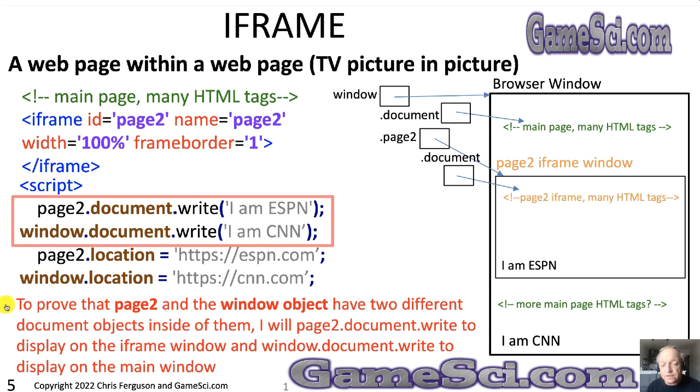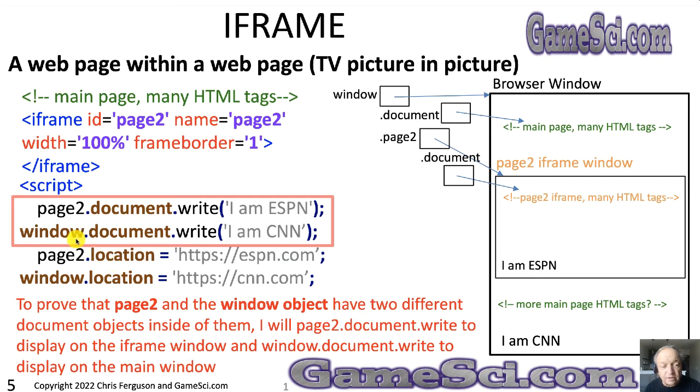To prove that page2 and the window object have two different document objects inside of them, I will use page2.document.write to display to the iframe window, and I will use window.document.write to display to the main window. Go to the page2 variable. Inside of it, go to its document object. Inside its document object, write the string "I'm ESPN", and you can see it shows up in the page2 iframe.